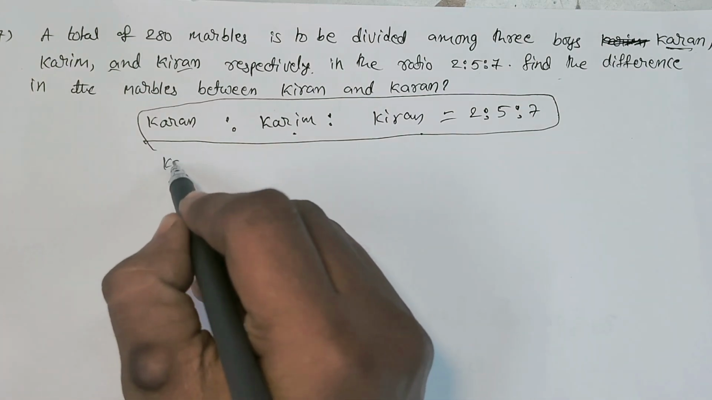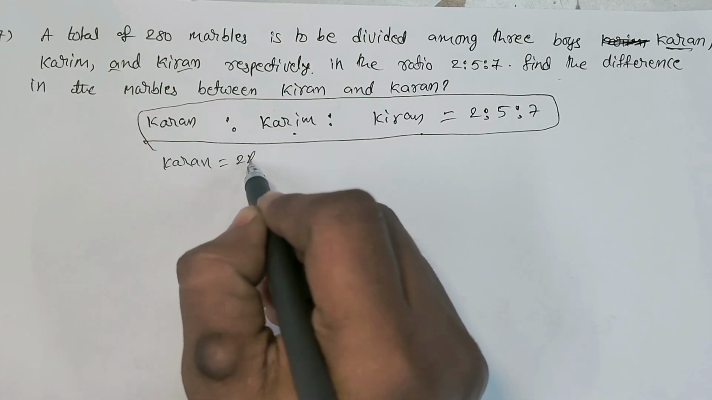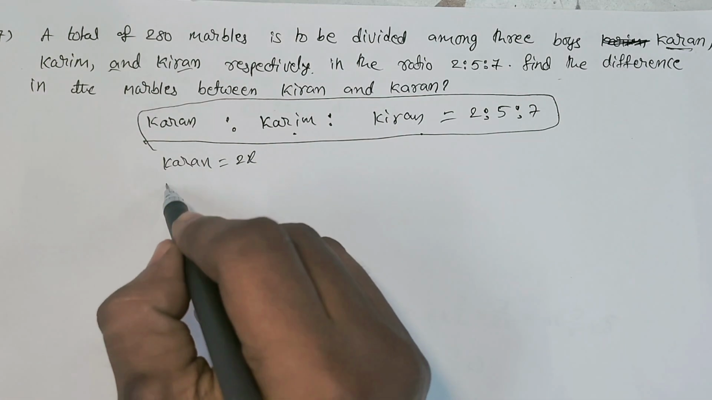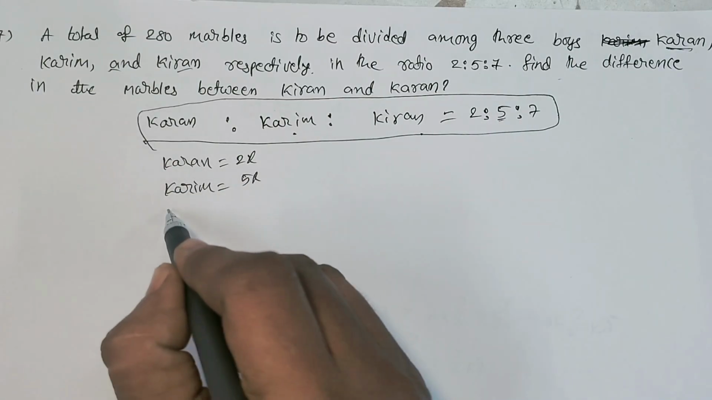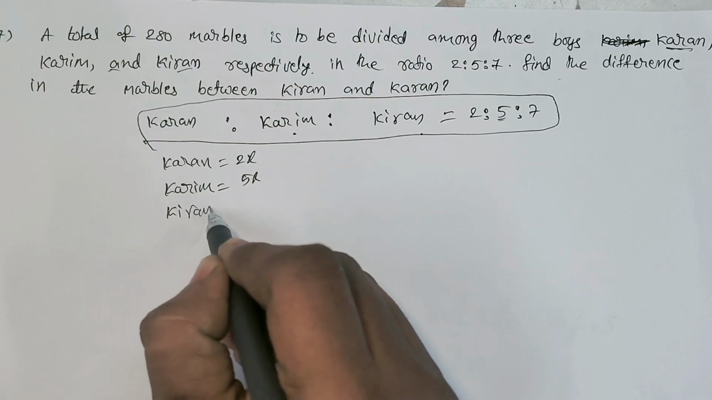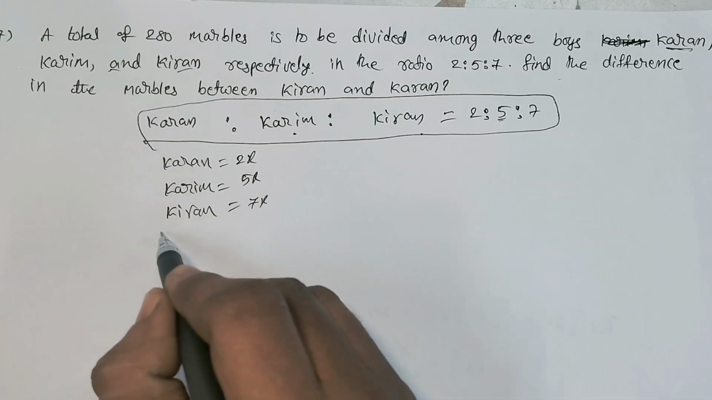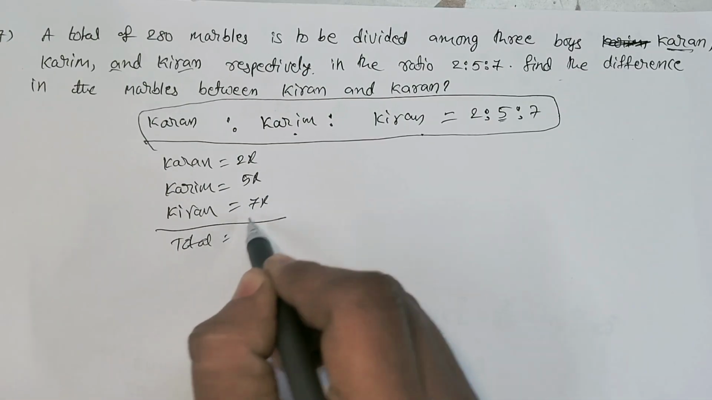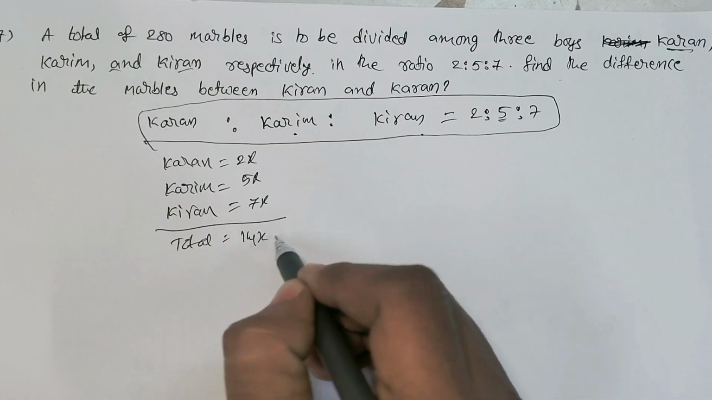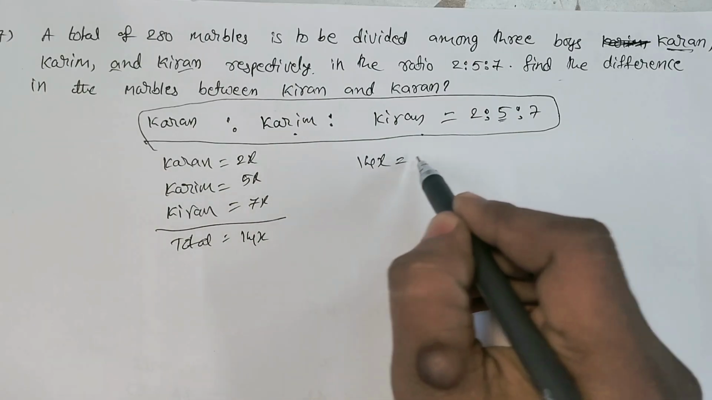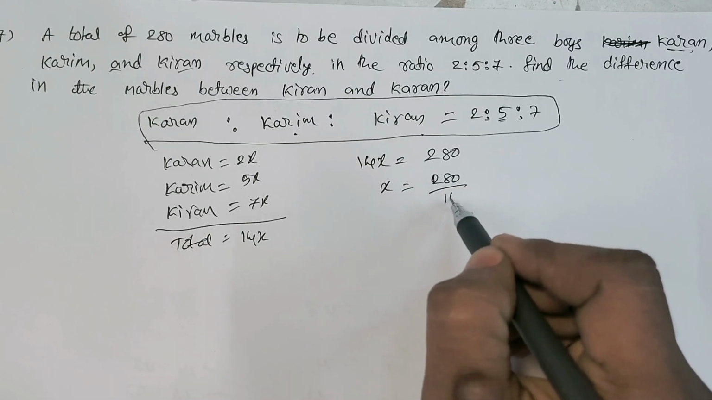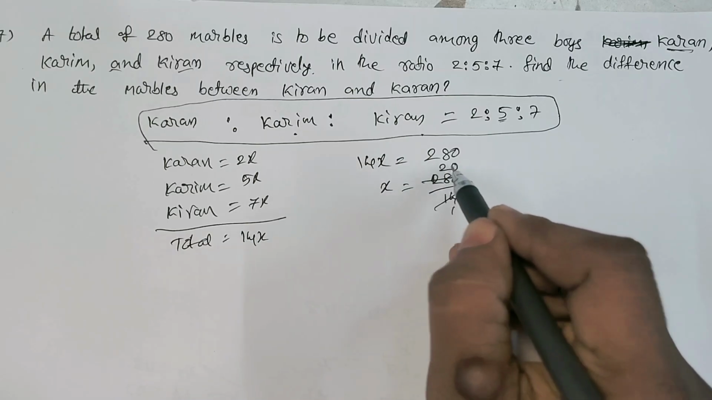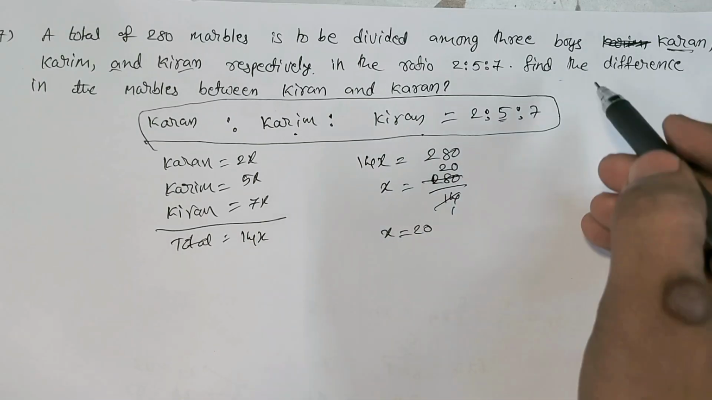So let us assume that Karan will get 2x number of marbles, and Kareem will get 5x number of marbles, and Kiran gets 7x number of marbles. Total how much? Total is 14x. As per the question, total number of marbles is 280. From this, x is equal to 280 by 14. 14 1s are 14, 14 2s are 28, and 0. X value is 20.